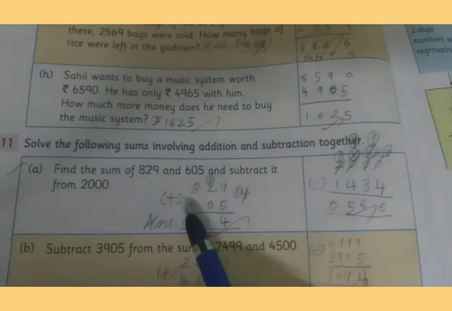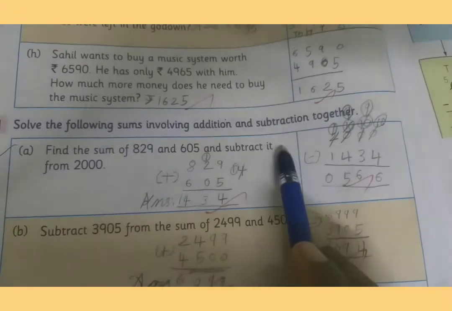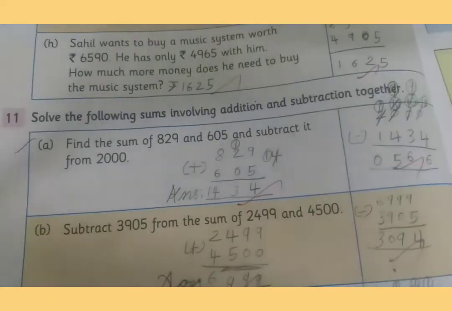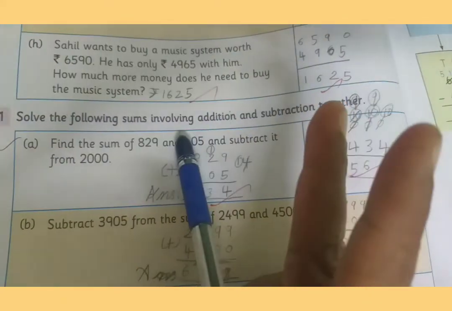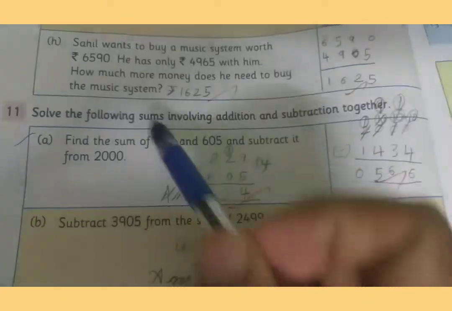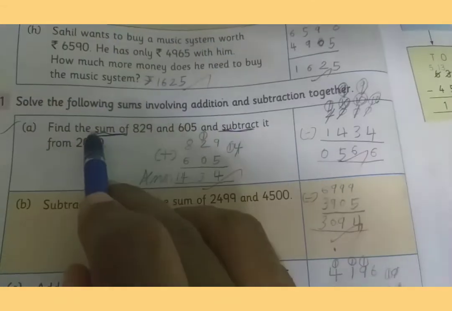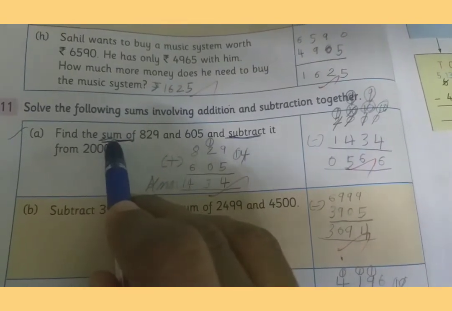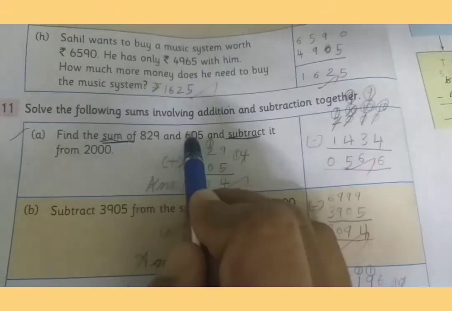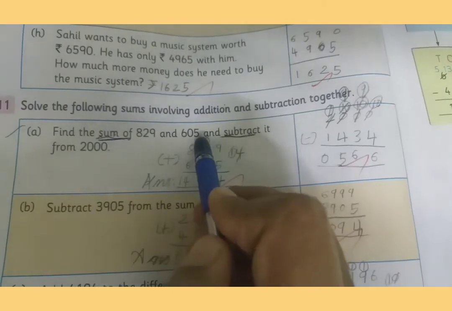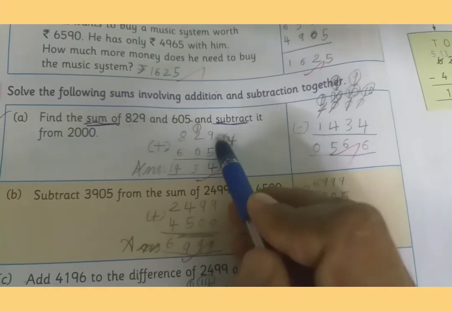Here: find the sum of 829 and 605 and subtract it from 2000. Okay, and here first of all, in this one sum they have given two solving problems, that is sum of and subtract. You should underline the sum of and underline the subtract. Okay, sum of, which are the numbers? Sum of means what? Yes, addition. You should add the two numbers given, that is 829 and 605. Sum of means add. Okay, you should add the two numbers.